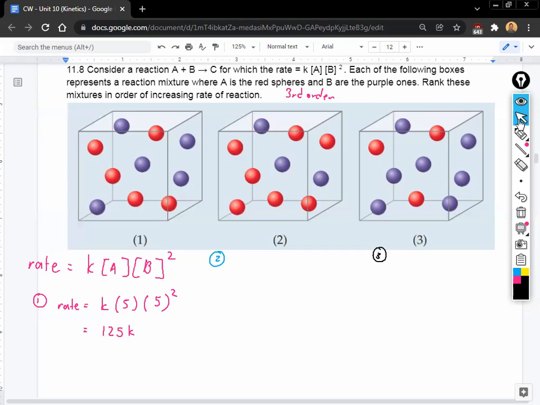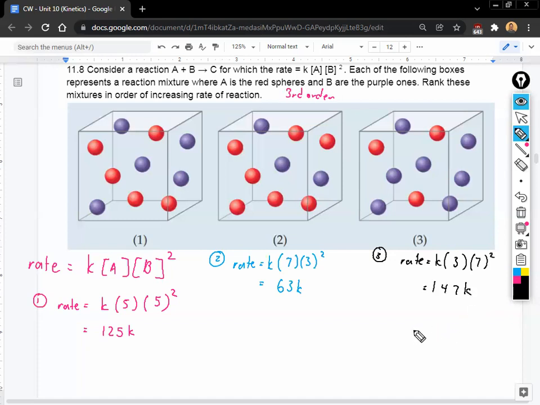Alrighty, guys, I'm going to start going over it. If you're finishing up, feel free to finish up. Okay, so the rate for 2 is going to be k times, what's the concentration of A? 7. Concentration of B? 3. You're going to square it, and so you'll have 7 times 9, which will be 63k. We're going to move on to reaction 3. The rate is going to equal k times 3 for A, and then 7 squared. And so your rate will be 147k.